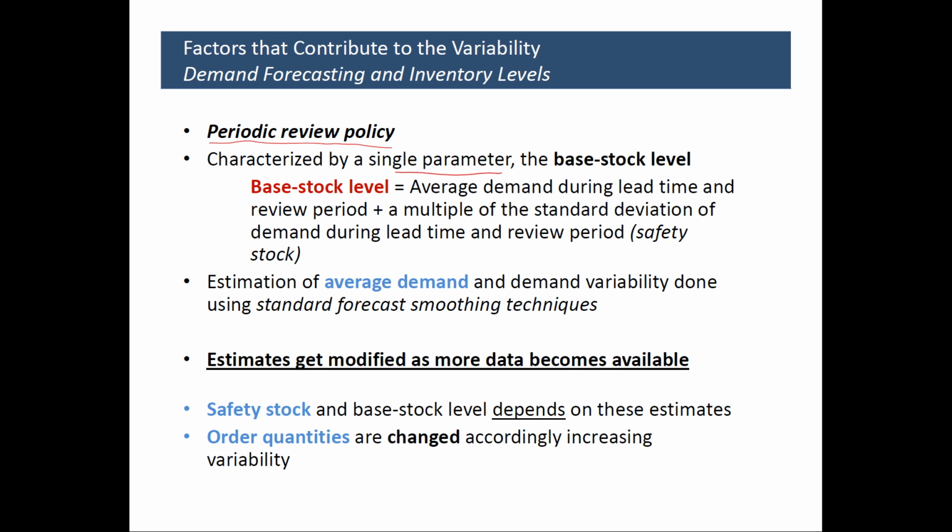There is one single parameter that belongs to this periodic review policy, that is the base stock level. And the base stock level is defined as the average demand during the lead time and within the review period, plus a multiple of the standard deviation of the demand during that lead time and the review period. And that is what we then call the safety stock.